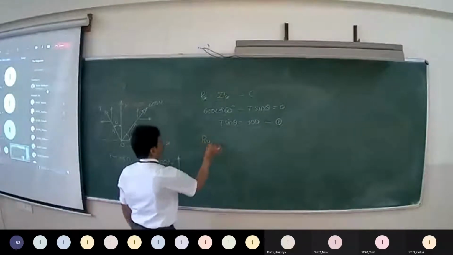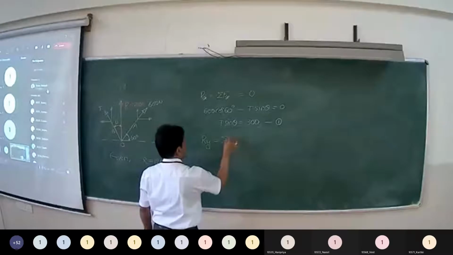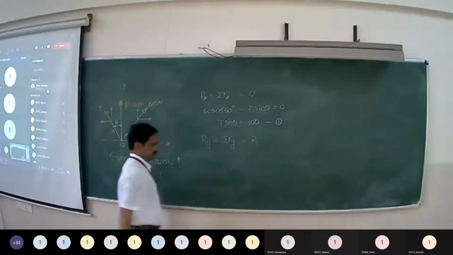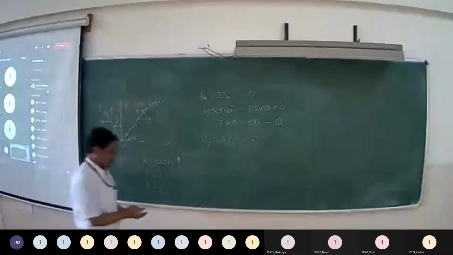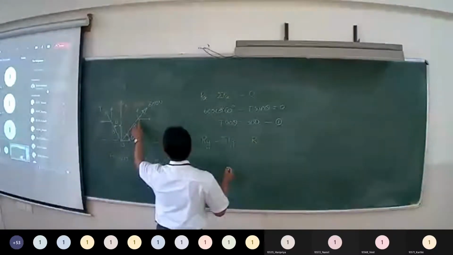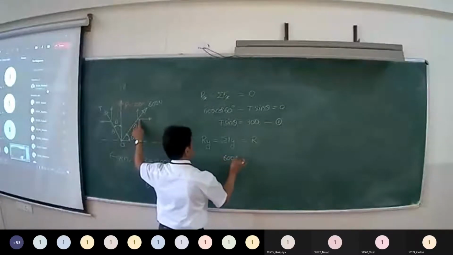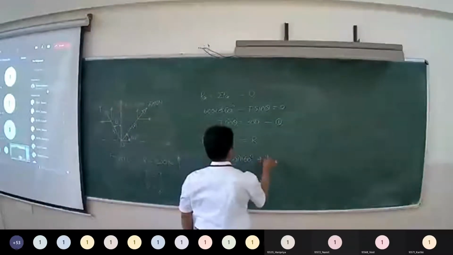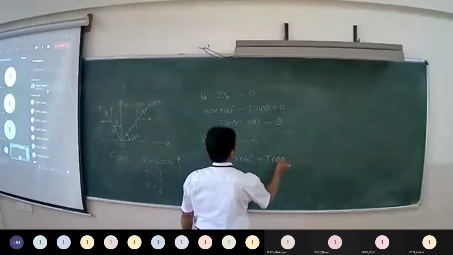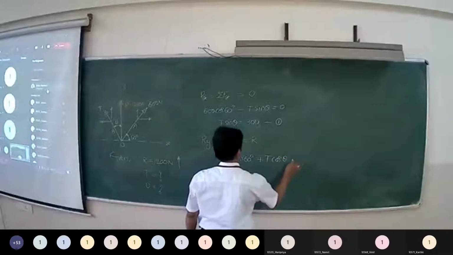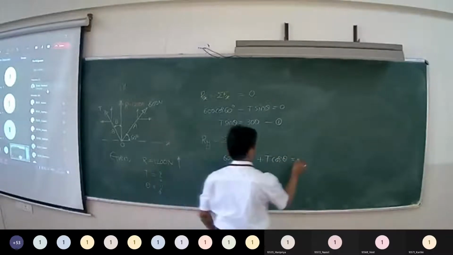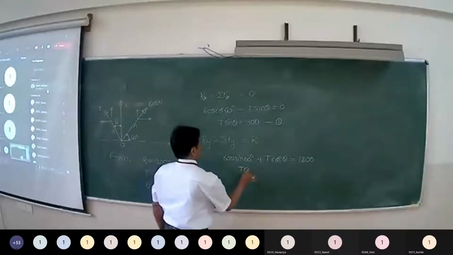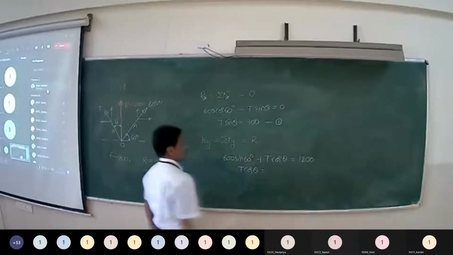Now the vertical component of resultant, that is the algebraic sum of all y components, is the resultant itself, the x component being 0. So y component of 600 is 600 sin 60, y component of T is plus T cos theta, is equal to R, which is given as 1200. So this gives you T cos theta.